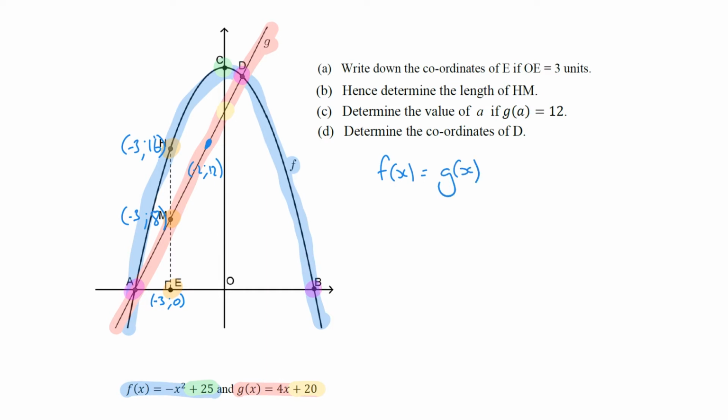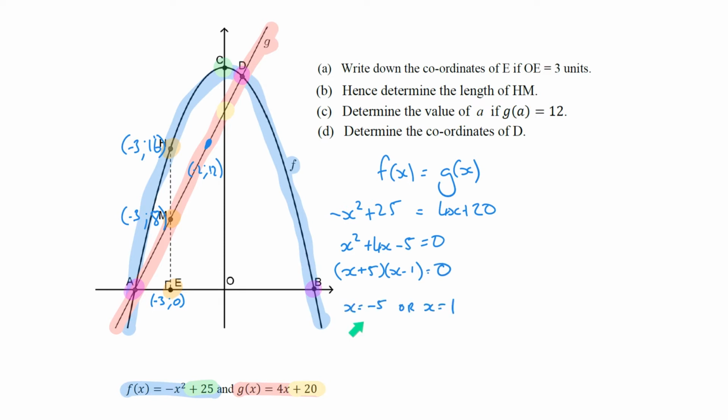So now we can just solve. And we've got... and if we look here, we've got x equals minus 5. That's clearly going to represent point A. And x equals 1 is going to represent point D. And we're asked for the coordinates of point D.